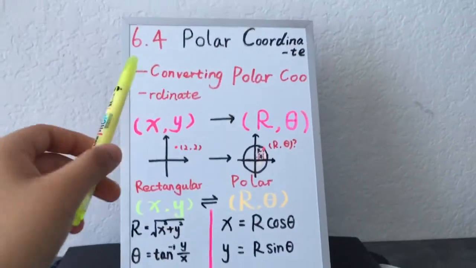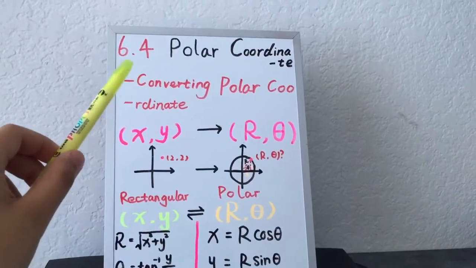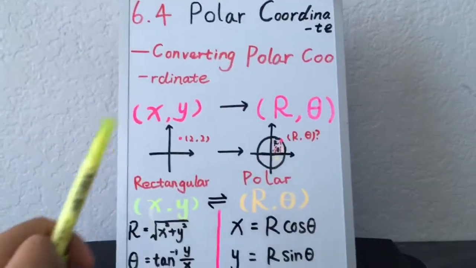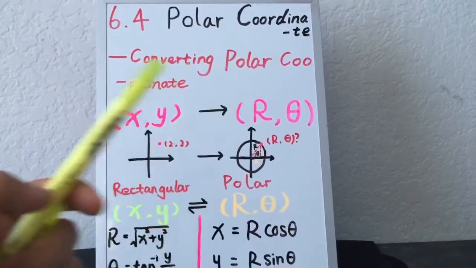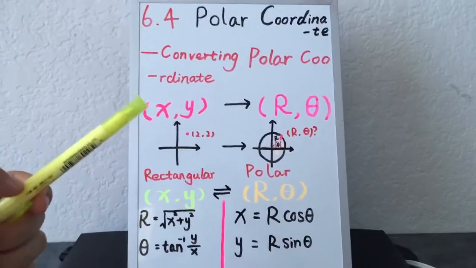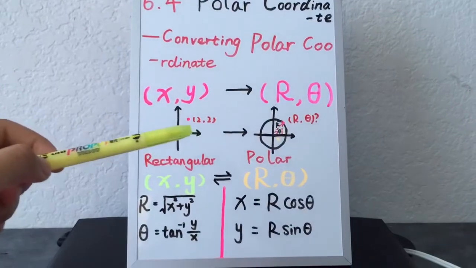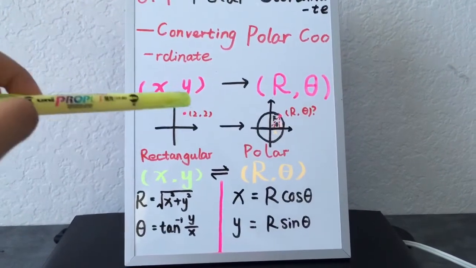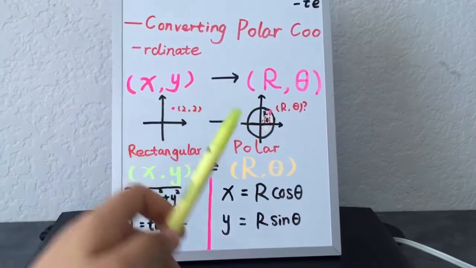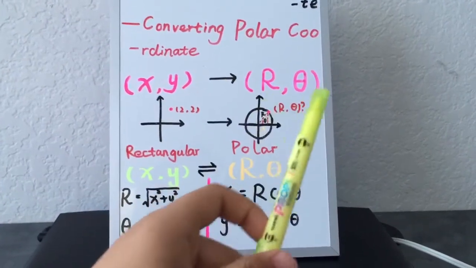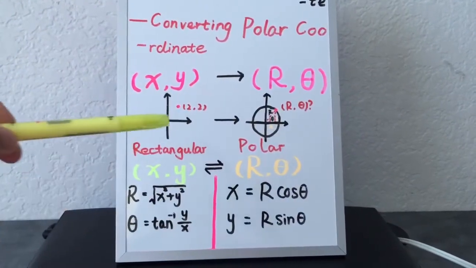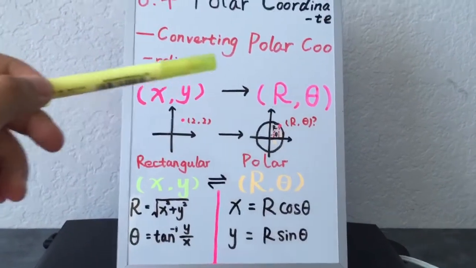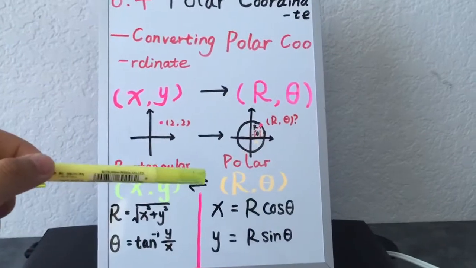Today we are going to learn about lesson 6.4, polar coordinates. Today we are going to focus on converting polar coordinates. As we know, we can represent a point on a graph using x, y. But today we are going to learn a new form, which is r, theta. We call the xy form the rectangular form and the r theta form the polar form.